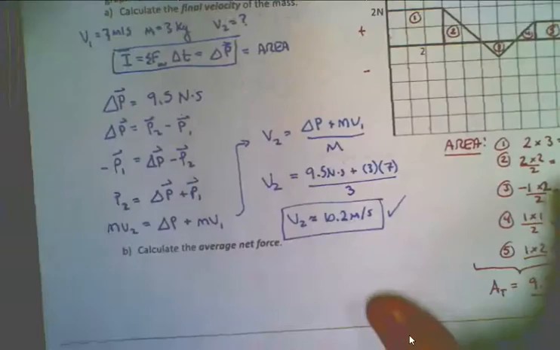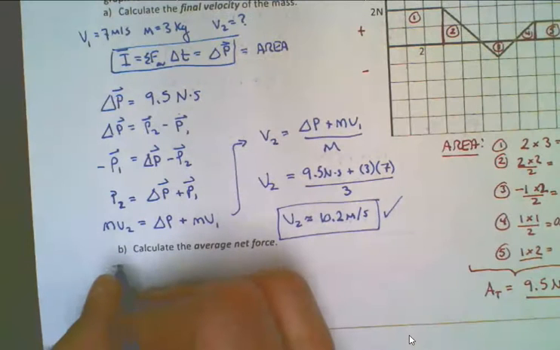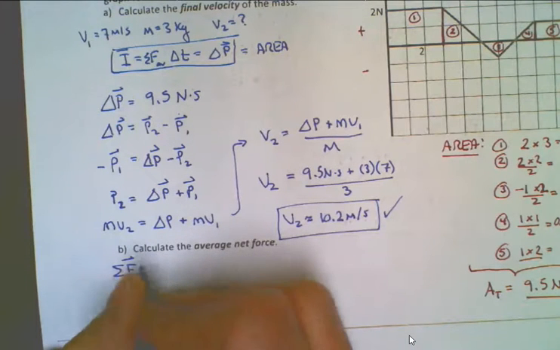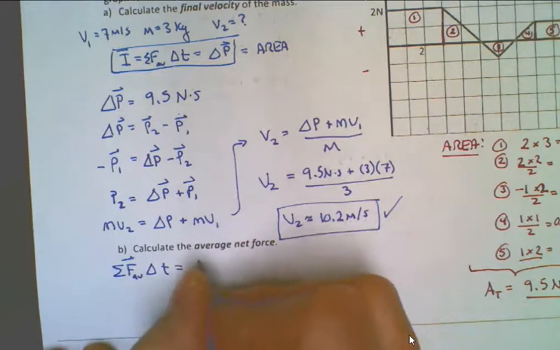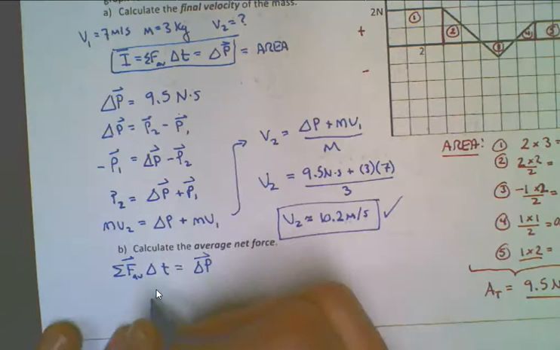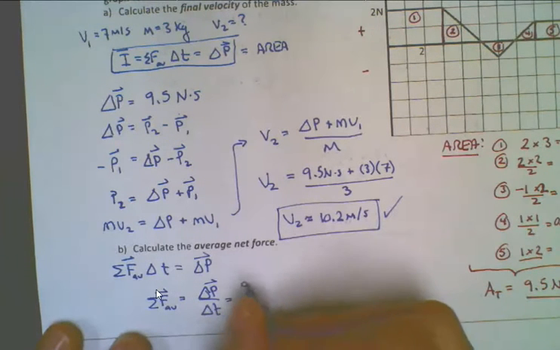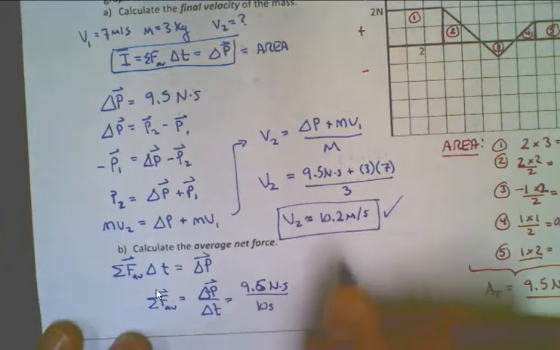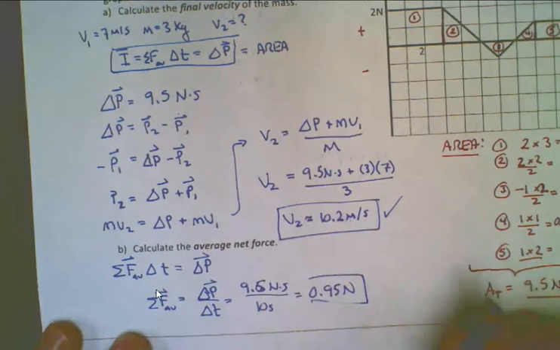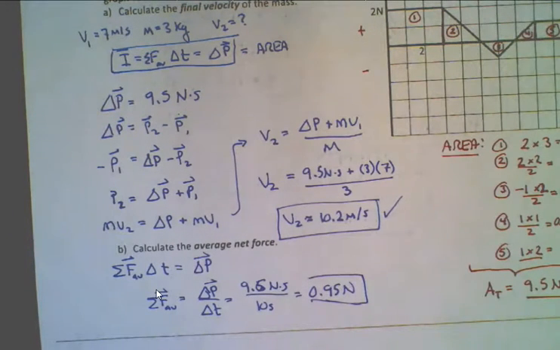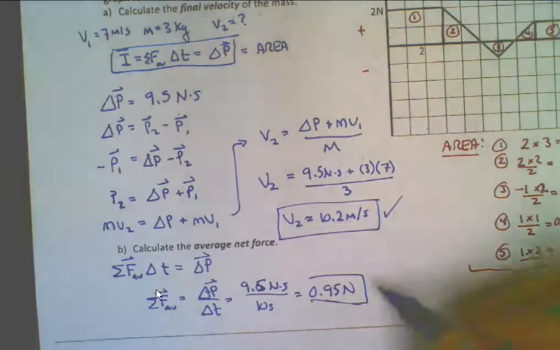We could figure out the average net force. Well, average net force times time is equal to the change in momentum, or the impulse. So if we wanted to figure out what sigma F average is, you just take the change in momentum divided by the time. So that's 9.5 Newton seconds divided by 10 seconds, because that was the total time, 0.95 newtons.